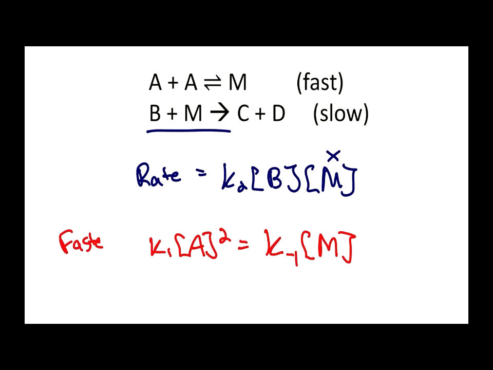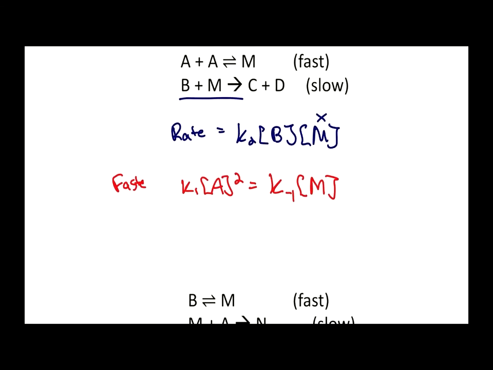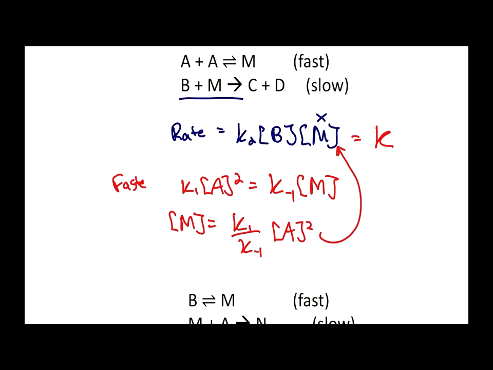That right-hand side is the reverse reaction, going in the reverse direction. M is the reactant there. So just move things around. Oh, we actually already did this one, but we'll just do it anyway. M is equal to K1 over K negative 1 times A squared. And so we can plug that into our original rate law for that slow step to get rid of M. So we see the overall rate is, I'm just going to call all of it K times B times A squared. So that's the overall rate law for that one, for the slow second step.